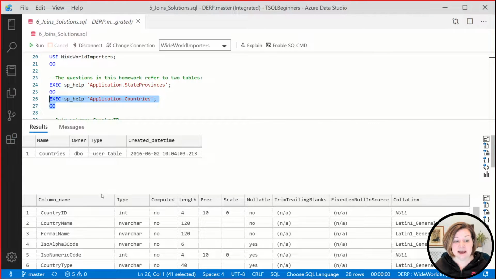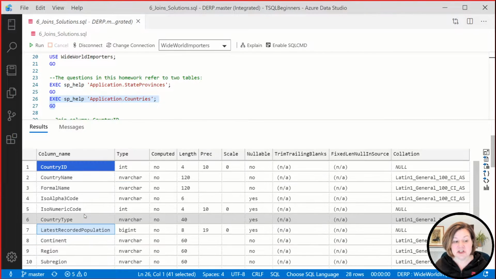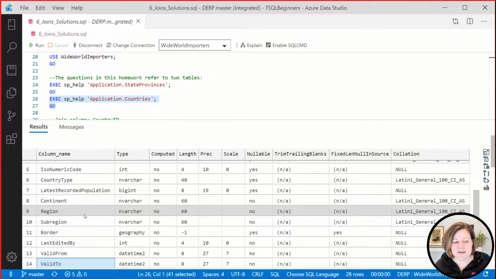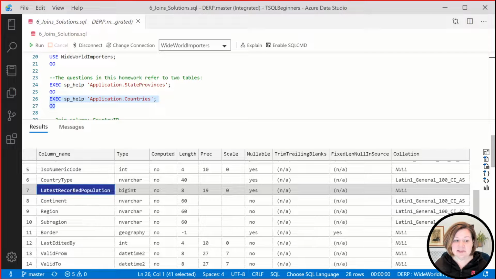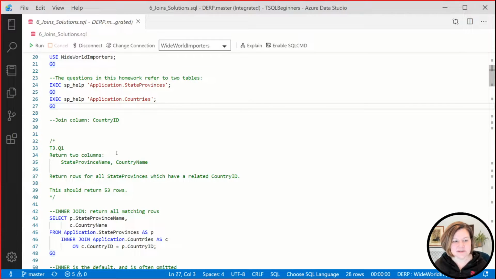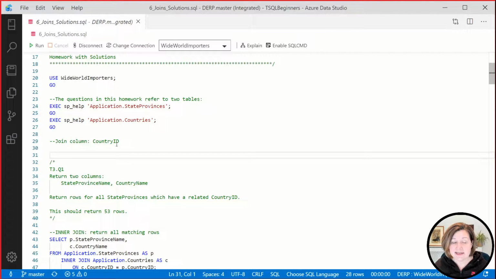And then a table named application.countries, which we aren't using too many columns from in the questions. We're using a few of them. Latest recorded population, I think, shows up in the last question. I mentioned that the join column between the 2 tables is the country ID. If you need to work with tables and you don't already have a diagram of how the tables are laid out, my first question with these 2 tables is, is there a relationship between them? In this case, they both have a join column named country ID.